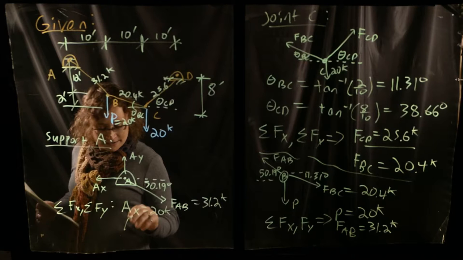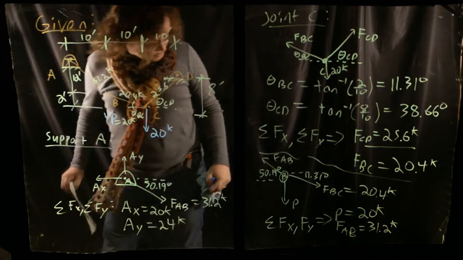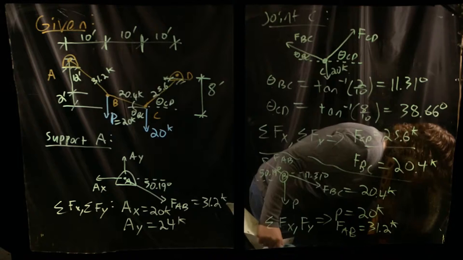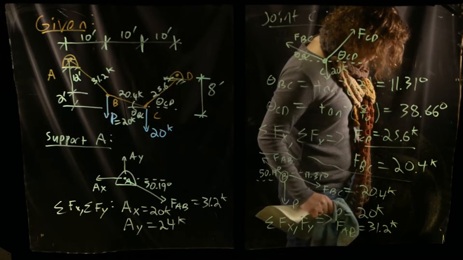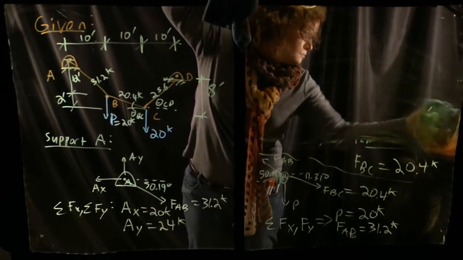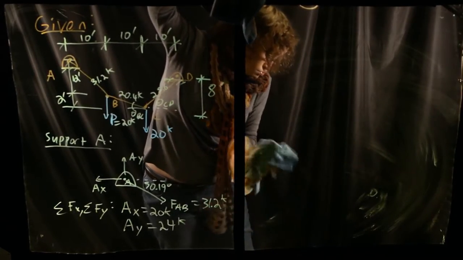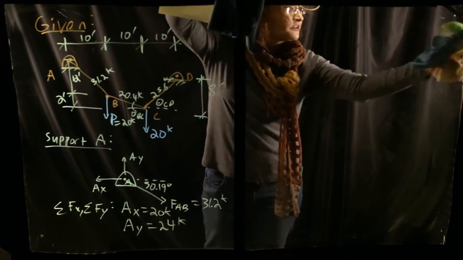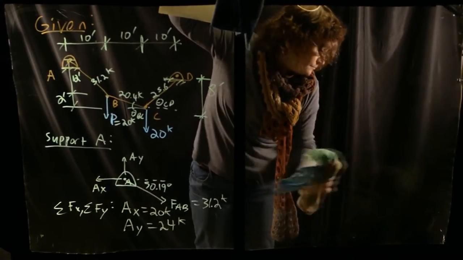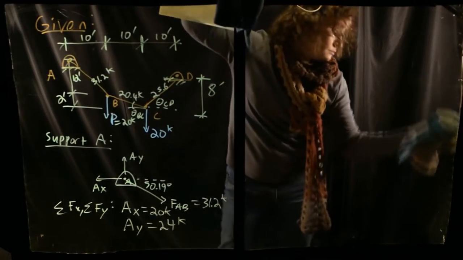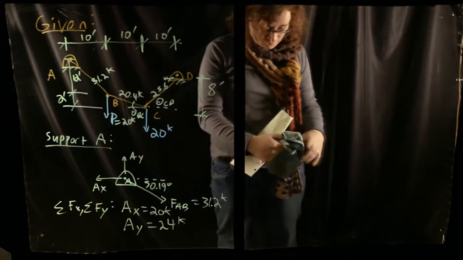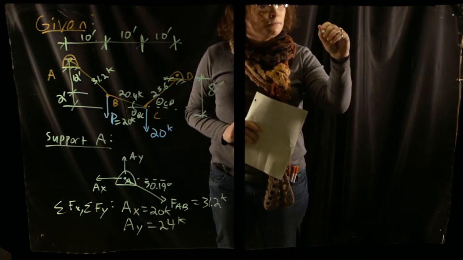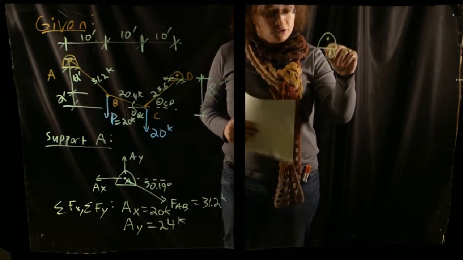And then we can look at joint D to get our restraining forces on the other side. So let's look at the other side of our system here. We'll take a look at joint D in order to get our restraining forces on the right-hand side of our cable system. Let's draw a free body diagram of this. We have joint D, or support D.